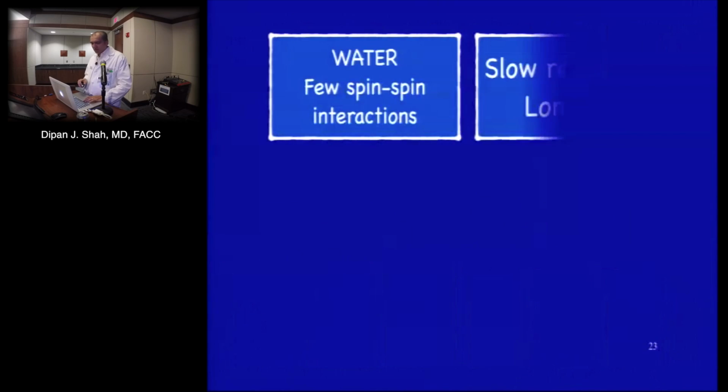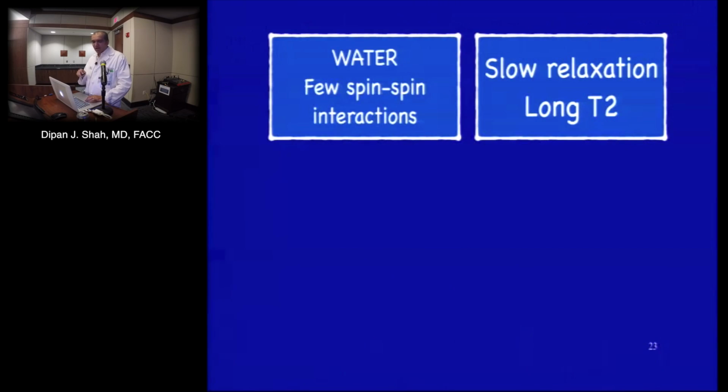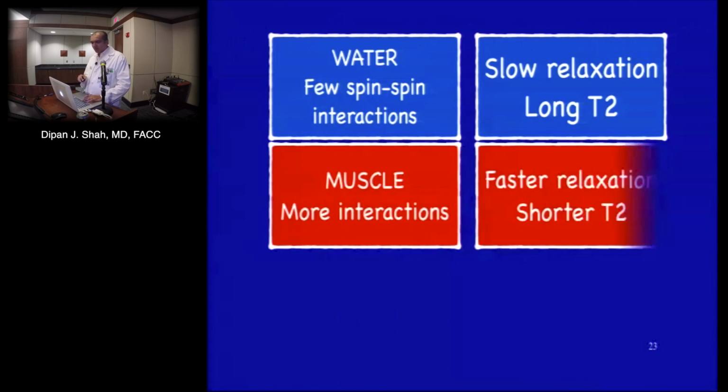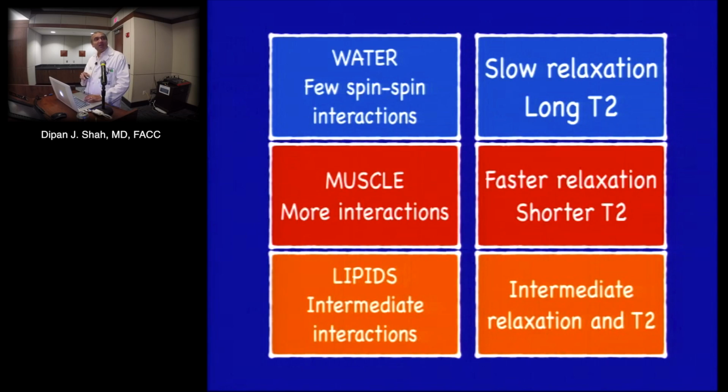And then on the T2 side, if you look at it, water has very slow T2 relaxation and therefore has a very long T2 time. Muscle, on the other hand, has a shorter T2 time, and then lipids have intermediate T2 relaxation time. Okay, so all of these things are kind of principles or properties of specific tissues themselves.